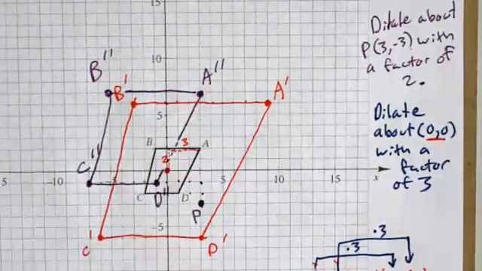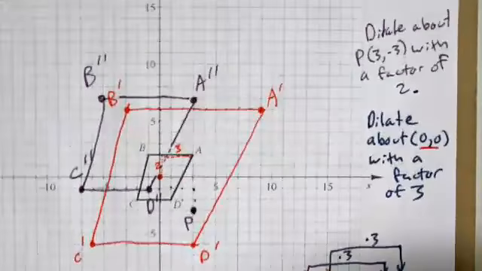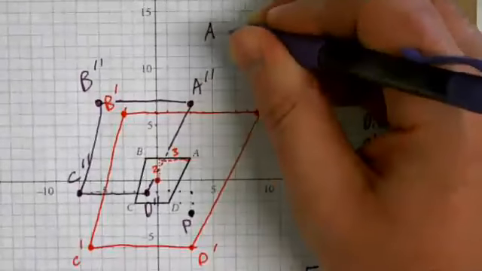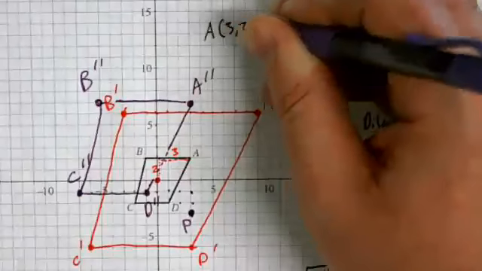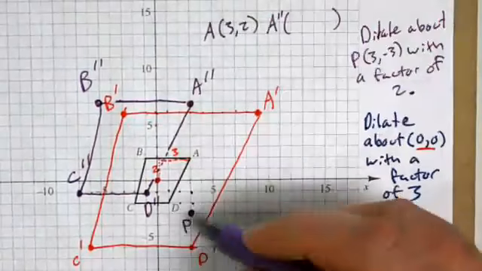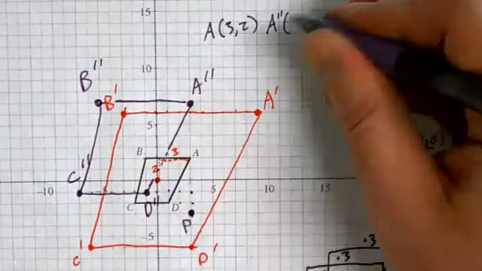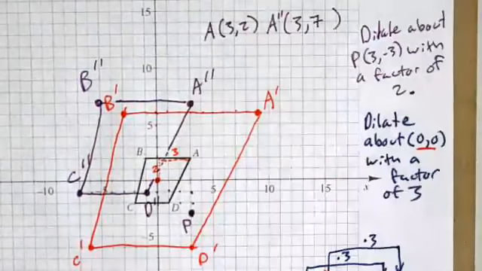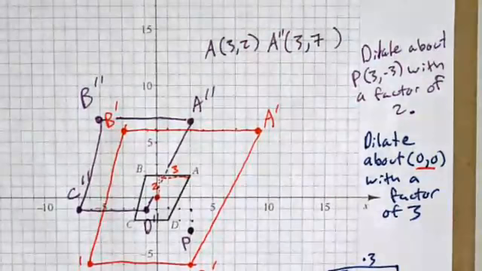Now I want to see if this works. Remember the shortcut that we did down here? Does that work? Let's look at A. The original A was at 3, 2. And A double prime was at, where was it? 3, 7. Does that shortcut work this time around? No. So you said maybe. That was a great answer.